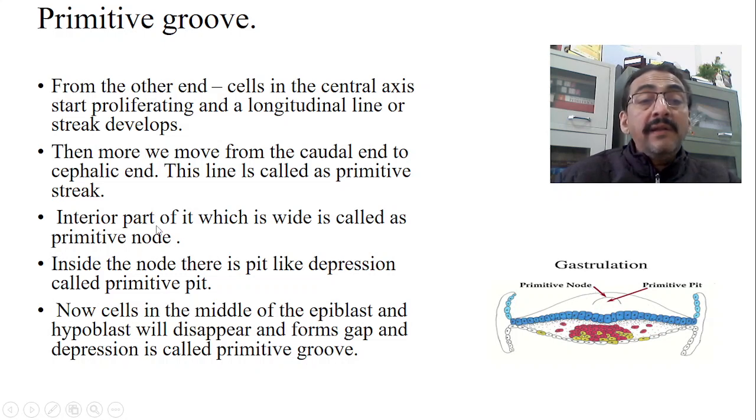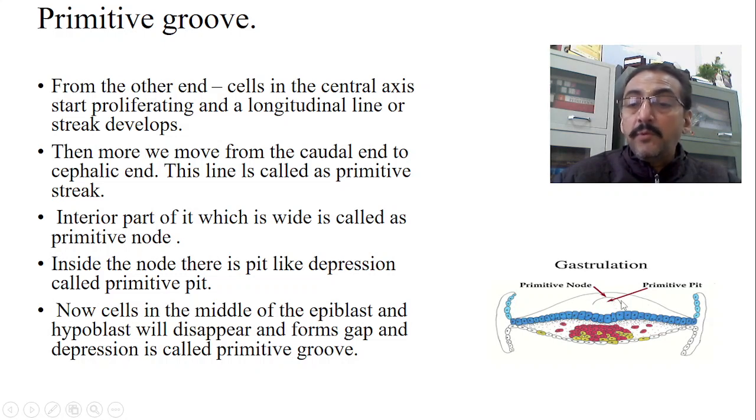Now the innermost part of this primitive streak, which is wide, is called the primitive node. And inside the node there is a small pit-like structure or depression, which is called the primitive pit. So these things are happening at the other end, in the epiblast layer. The changes are happening in the epiblast layer, and in the middle this particular streak is formed.